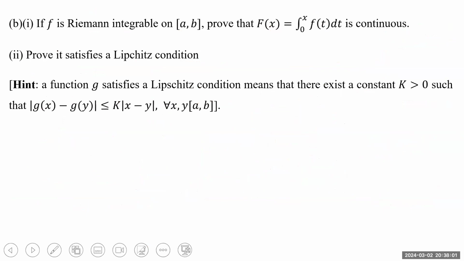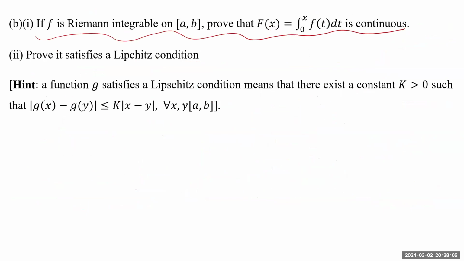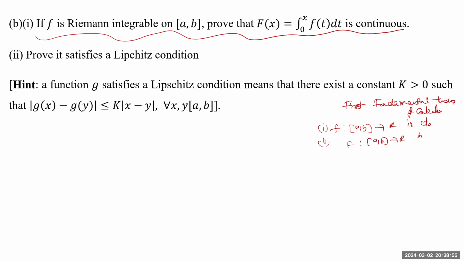The B1 is nothing but a part of the first fundamental theorem of calculus. What is the first fundamental theorem of calculus? You can check page number 39, right? What is the first fundamental theorem? Suppose f is a function from R that is continuous, and define F from a comma b to R by F of x is equal to the integral from a to x of f of t dt. Right, then what did we prove?